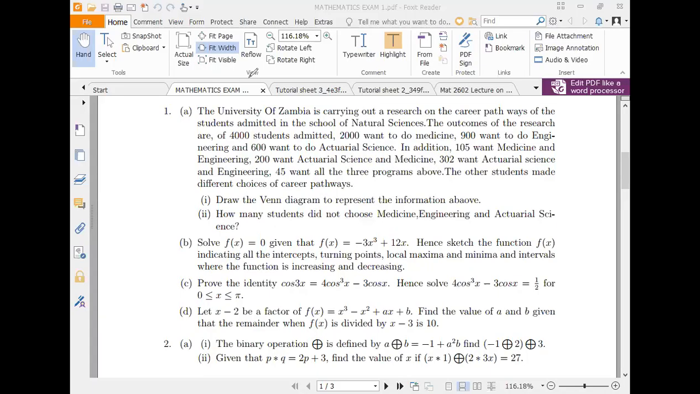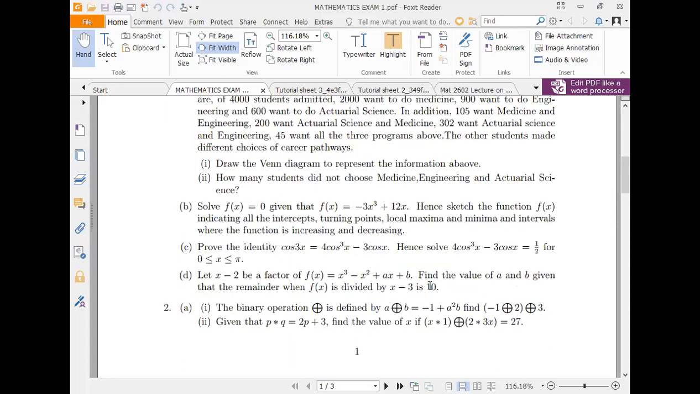Let x minus 2 be a factor of f of x is equal to x cubed minus x squared plus ax plus b. Find the value of a and b, given that the remainder when f is divided by x minus 3 is equal to 10. So how do you solve d then?